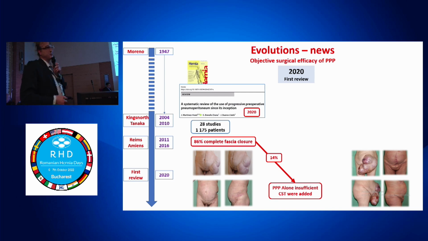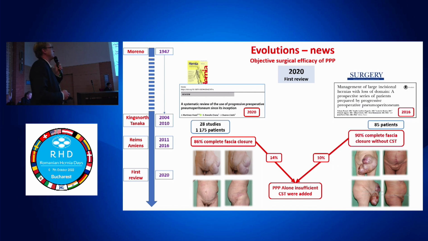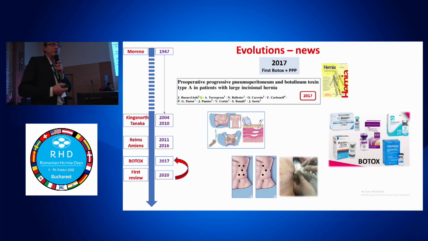After, in 2020, the team of José Bueno from Spain published the first review using the pneumoperitoneum. They included 28 studies with more than 1,000 patients, and they report 86% of complete fascia closure. So for some patients, the PPP alone was insufficient, and component separation should be added to the procedure. We published similar results in 2016 with 80% of complete fascia closure without component separation. But for a few patients, the pneumoperitoneum is insufficient, so something should be added.